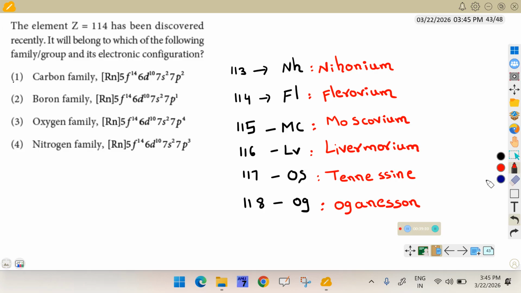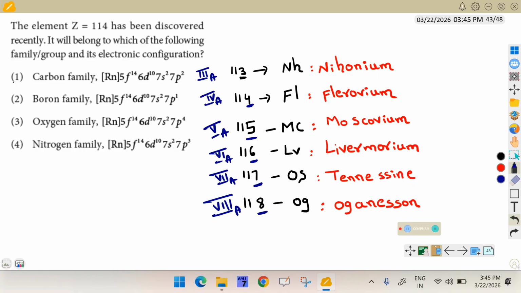Atomic number 114 belongs to? 113 belongs to 3A group. 114 belongs to 4A group. 115, 5A group. 116, 6A group. 117, 7A group. 118, eighth group. Now the question is related to 114. 114 is flerovium, 4A group. 4A group elements belong to carbon family. First option, correct option.